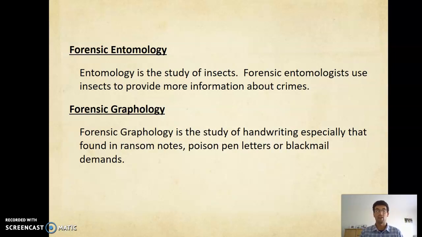And forensic graphology is the study of handwriting, especially that found in ransom notes, poison pen letters, or blackmail demands. This is used a lot if they suspect that, say, a suicide note is forged and they suspect foul play. And I know everyone has seen this in a TV show or movie where someone will cut out letters from magazines and make that the ransom note just so forensic scientists cannot study their handwriting. So this is a very cool part of forensic science that we will talk about later.